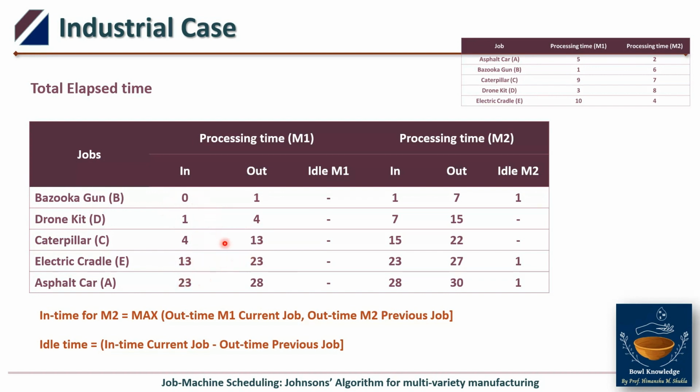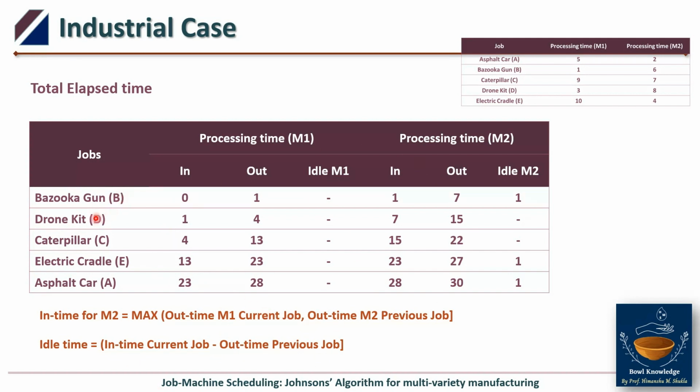But for machine 2 there is a criterion. The in time for machine 2 will be the maximum of two values: the out time of machine 1 for the current job, or the out time of machine 2 for the previous job. Whichever of these two is the maximum will be the in time for machine 2. We will see it here. And the formula for idle time is the in time of the current job minus the out time of the previous job.